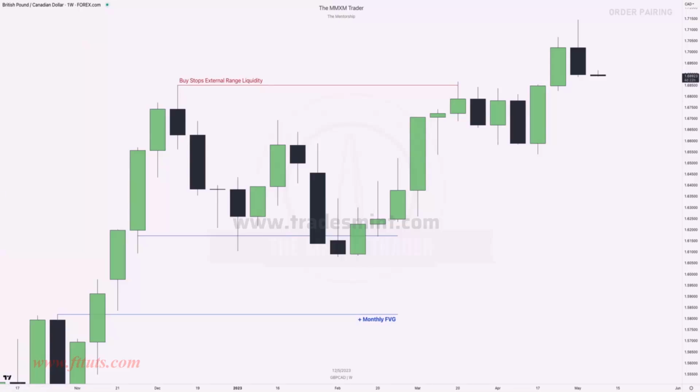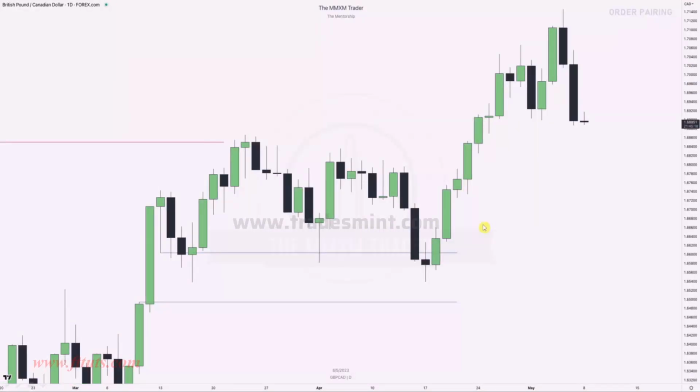Over here we've got a British pound Canadian dollar weekly chart. Same chart as before with the monthly fair value gap. Now we've got that weekly PD array, right? Going to a daily structure over here, we can see this daily fair value gap. This is internal range liquidity. Now where do we pair up our orders and where is engineered liquidity?